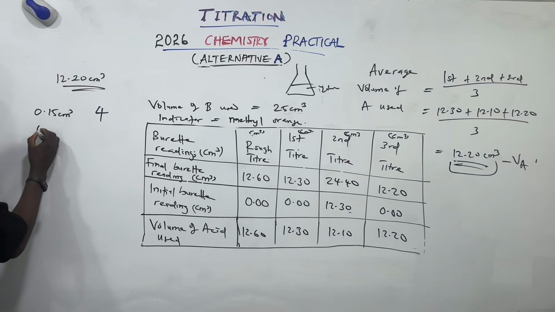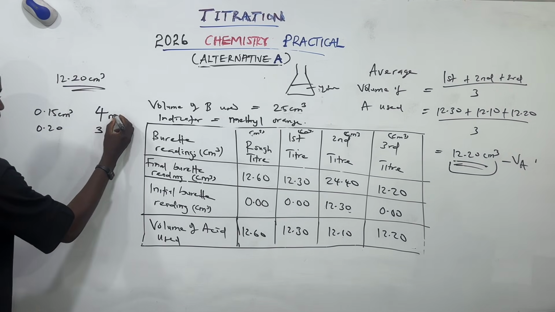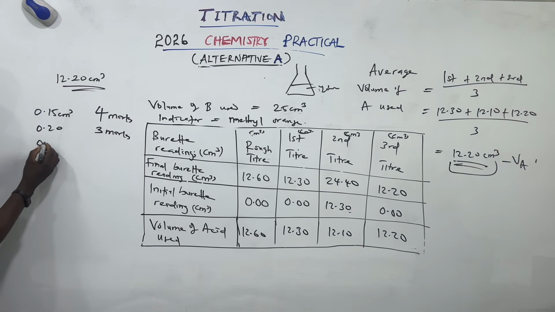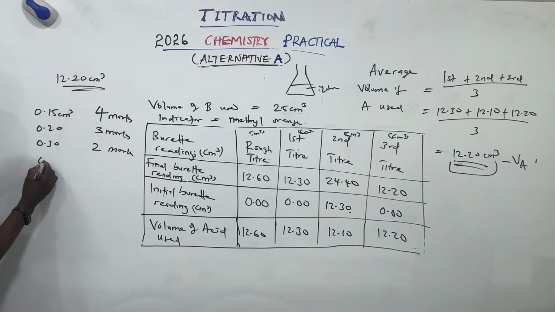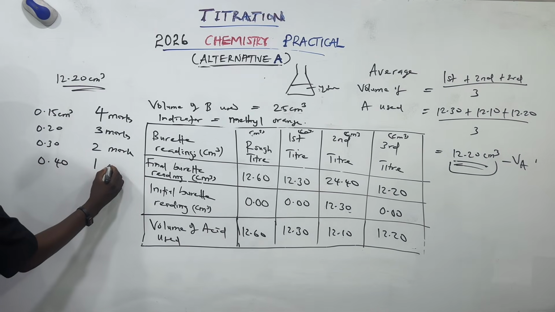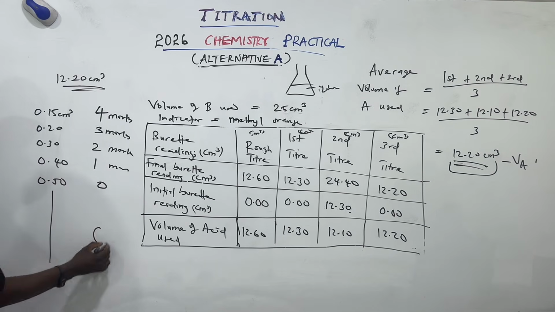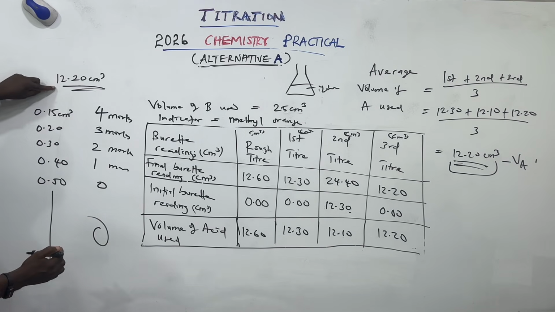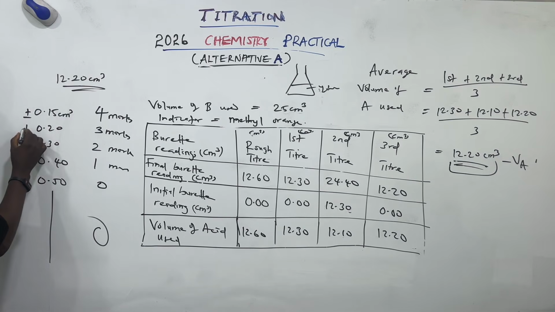If it's 0.20, you can see it's getting away, you are getting 3 marks. Let me put marks here so that you can know it's marks. If yours is 0.30 away, you are getting 2 marks. If it is 0.40 away, you are getting 1 mark. If it's 0.50, everything here is 0. Can you see that? And look at this 0.15, it's not something that is big. This is plus or minus.